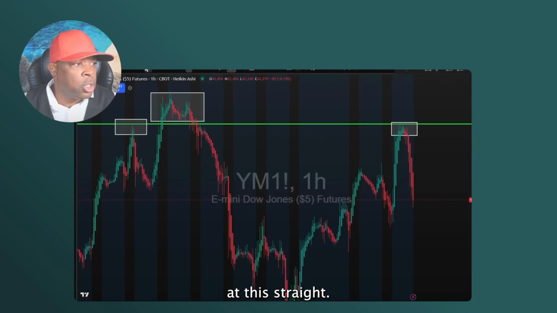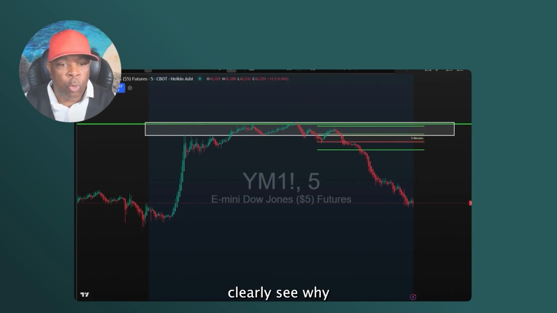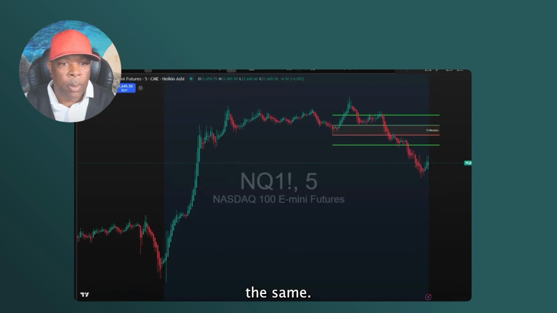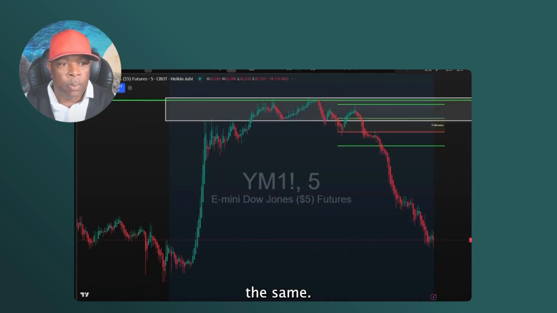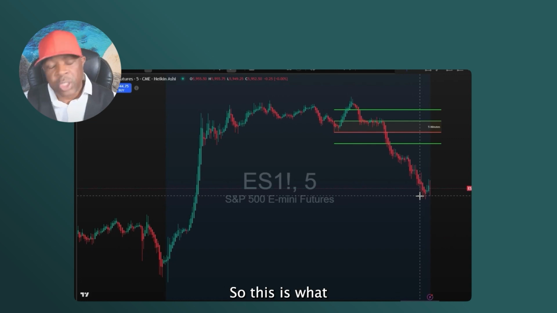So now let's take a look at this trade. Now I'm going to put the indicator back, and you can clearly see why this was a smash hit. And this one did the same, and this one did the same thing. Do you get it now? So this is what separates us.